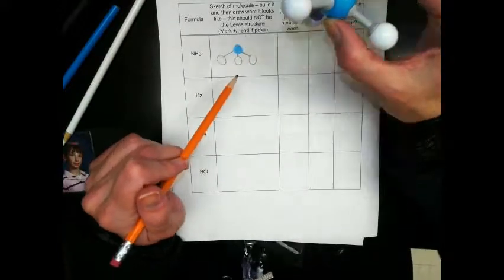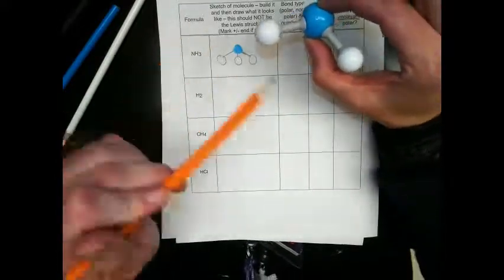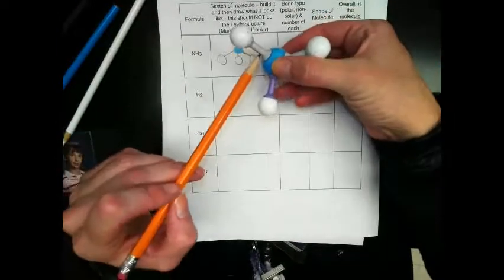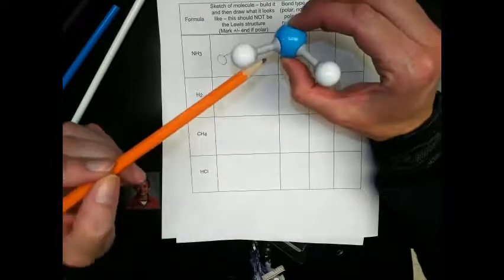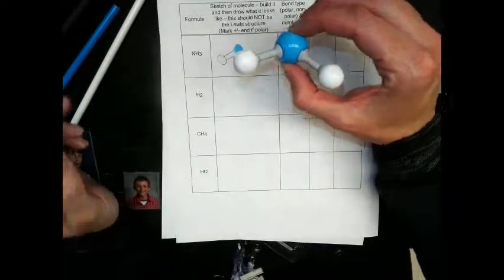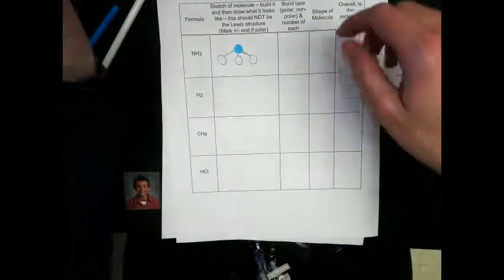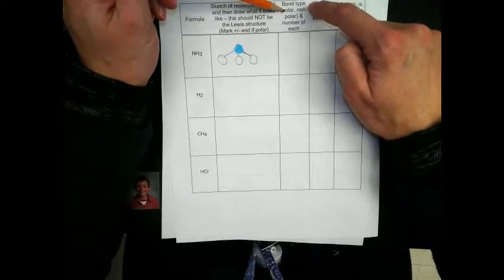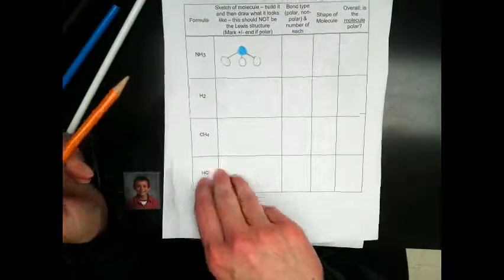So that's how it is built. And now that we've made it, we can actually see that it's not flat. So that's why we don't want to draw it like this, because this would make it look flat. So this shows that angle, that it's actually up a little bit. So we draw it like that. And then what I want to identify is the bond type of it. So is it polar or non-polar? So I'm going to go back to the front.